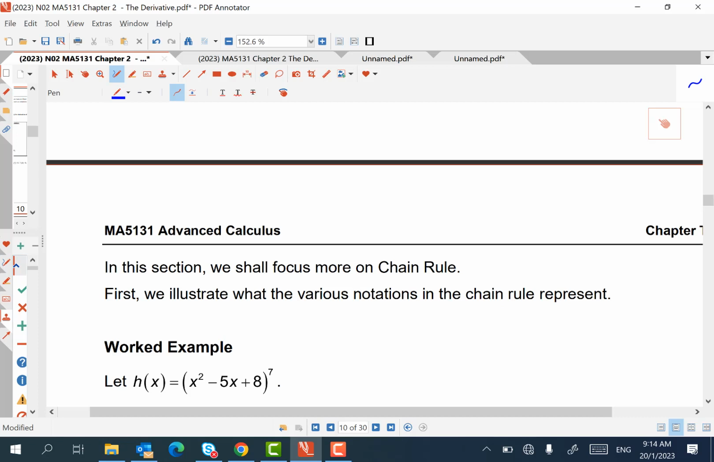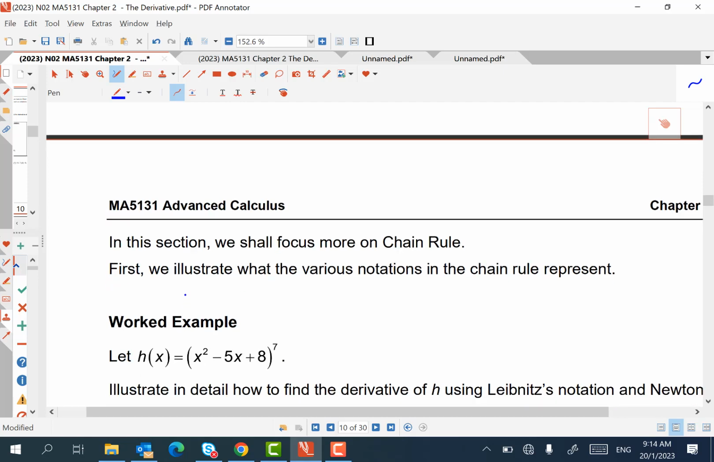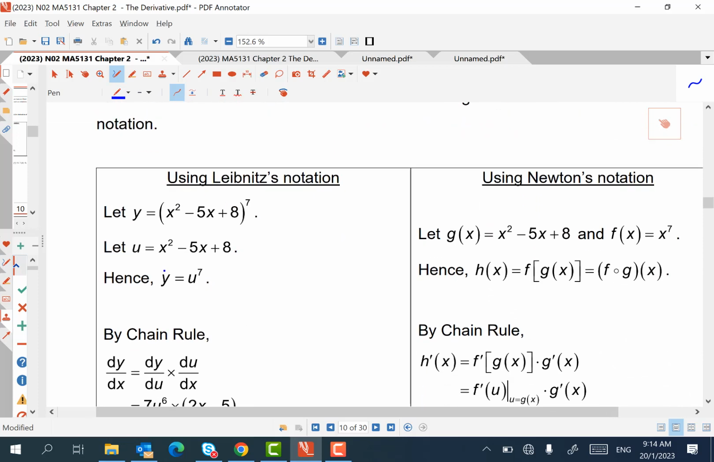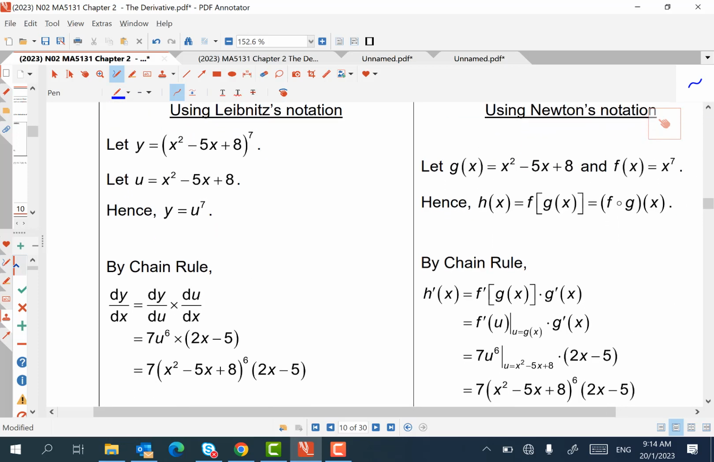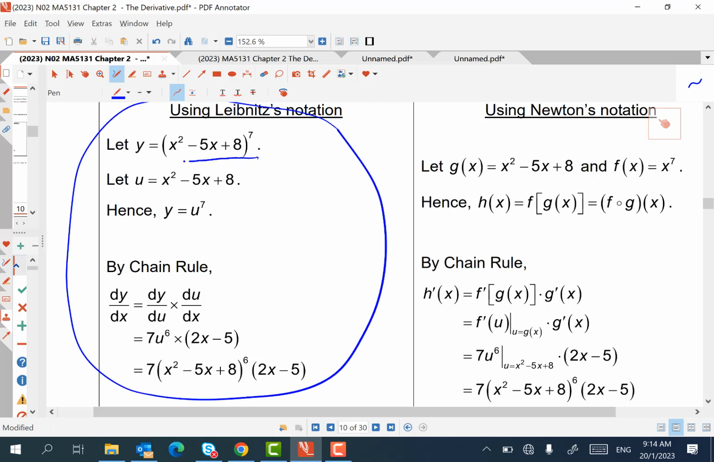Now, why does the chain rule work? If you look more carefully, class, I want you to look at the left hand side. If you study the working on the left hand side, I want you to begin to realize that, after a while, the chain rule is actually like differentiation by using a suitable substitution.